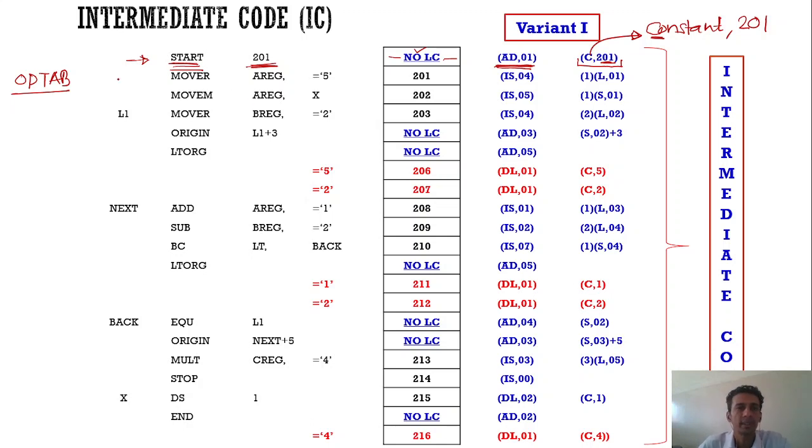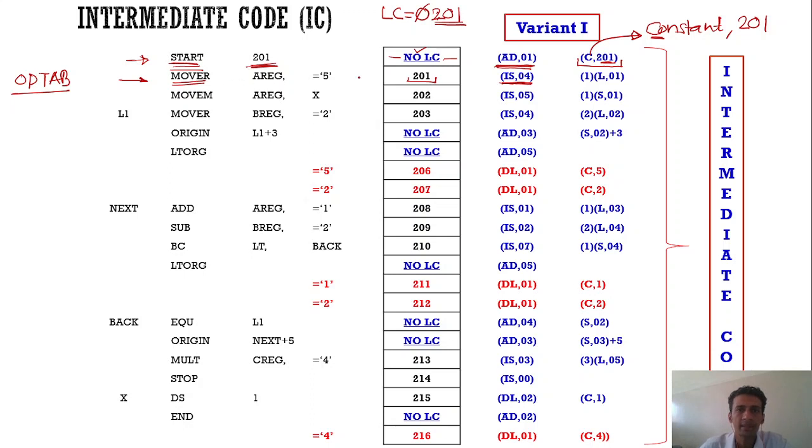Now moving to the next instruction. The next instruction is MOVER. Again, referring to the OP tab, we will get to know that this is of type imperative statement and its mnemonic info is 04. So we replaced this MOVER by IS comma 04. It is obvious the LC is going to be 201 because initially LC was 0. Okay, and once we get the START instruction with the operand as 201, we updated LC as 201.